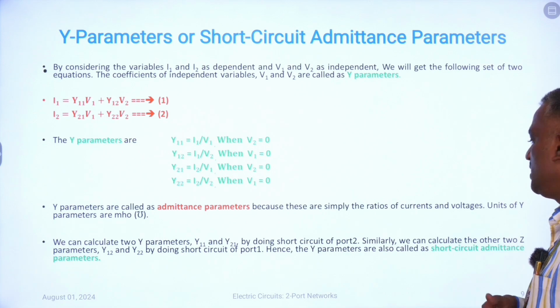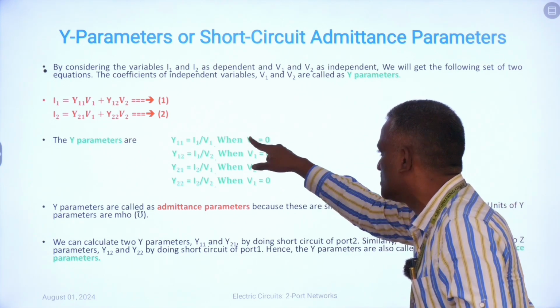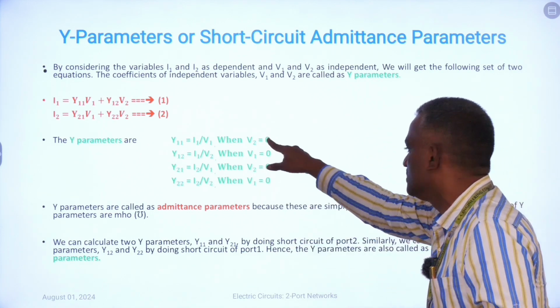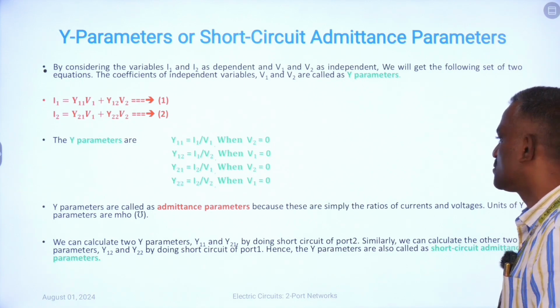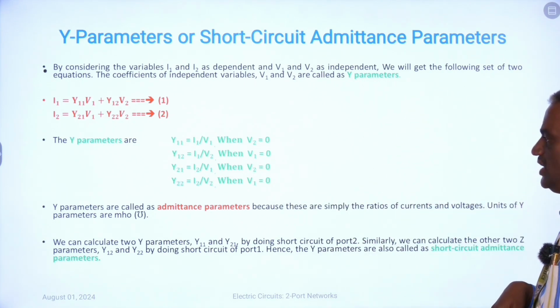Okay, what is the meaning of short circuiting port 2? It means I take the V2 value as 0, that is nothing but this one and then this one. I am short circuiting the first one and then the second one, so the voltage value is 0. As a result of that, I will be getting Y11 and then Y21.